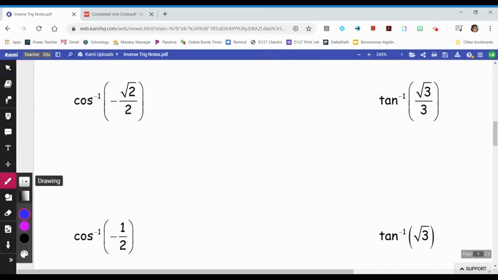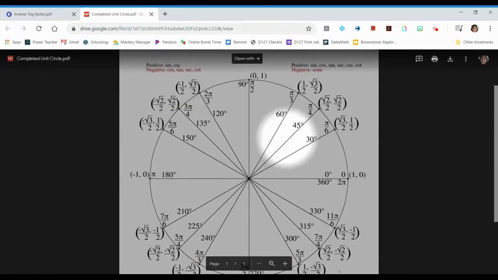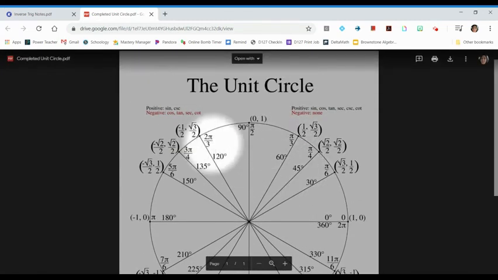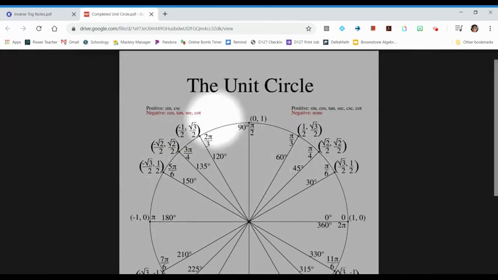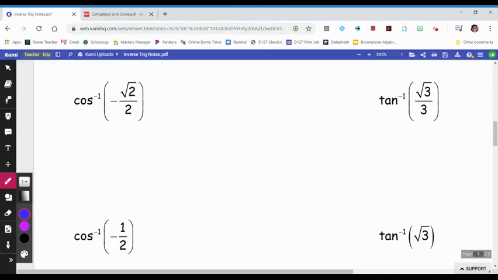So this first problem, cosine inverse of negative root 2 over 2. Where is cosine negative root 2 over 2? We're going to be looking at the second quadrant here. Cosine is the x value. So where is x negative root 2 over 2? We're looking at this ordered pair right here, which is 3 pi over 4.